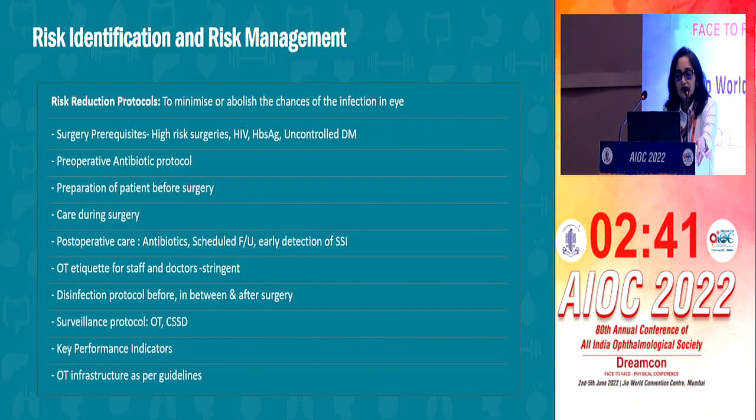Now, what is risk identification and management, or risk reduction protocol? This is to minimize the chance of infection in the eye, and for this we'll include all these points: the surgery prerequisite in case of high-risk surgeries or people who are HIV or HBS positive, and the antibiotic protocol. The preparation of the patient before surgery, care during surgery, post-operative care with antibiotics, scheduled follow-up, and early detection of surgical site infection. We must include the disinfection protocol before, in between, and after surgery.